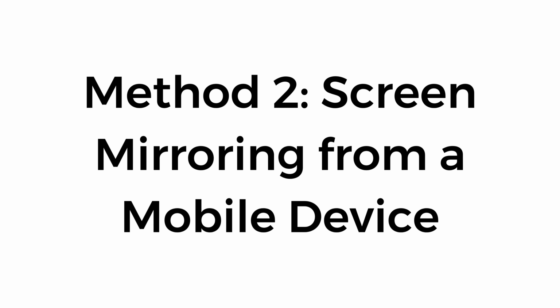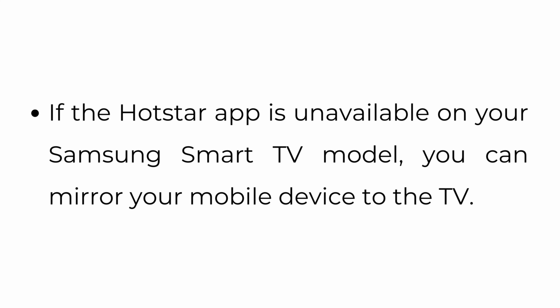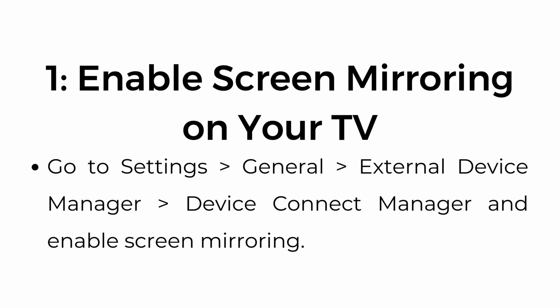Method number 2. Screen mirroring from a mobile device. If the Hotstar app is unavailable on your Samsung Smart TV model, you can mirror your mobile device to the TV. Step number 1. Enable screen mirroring on your TV. Go to Settings, General, External Device Manager, Device Connect Manager, and enable screen mirroring.